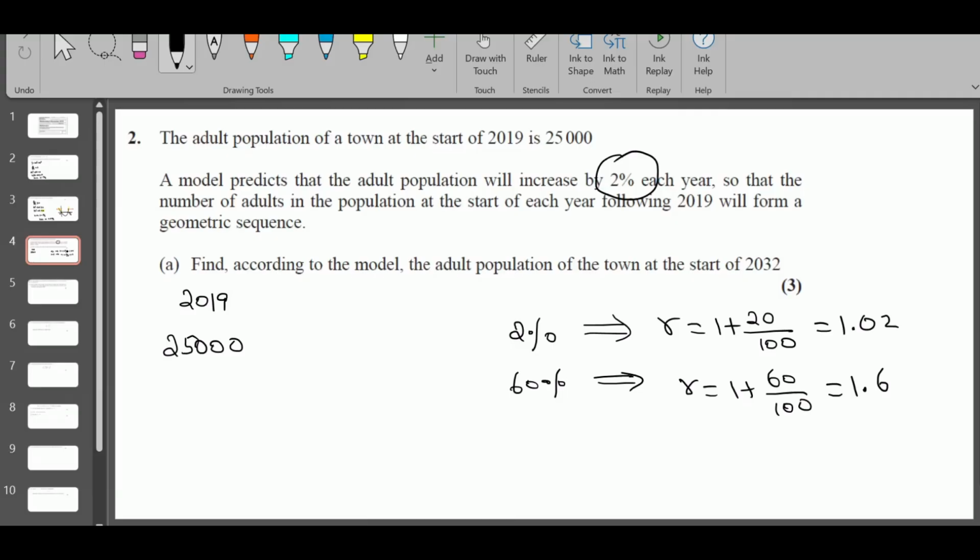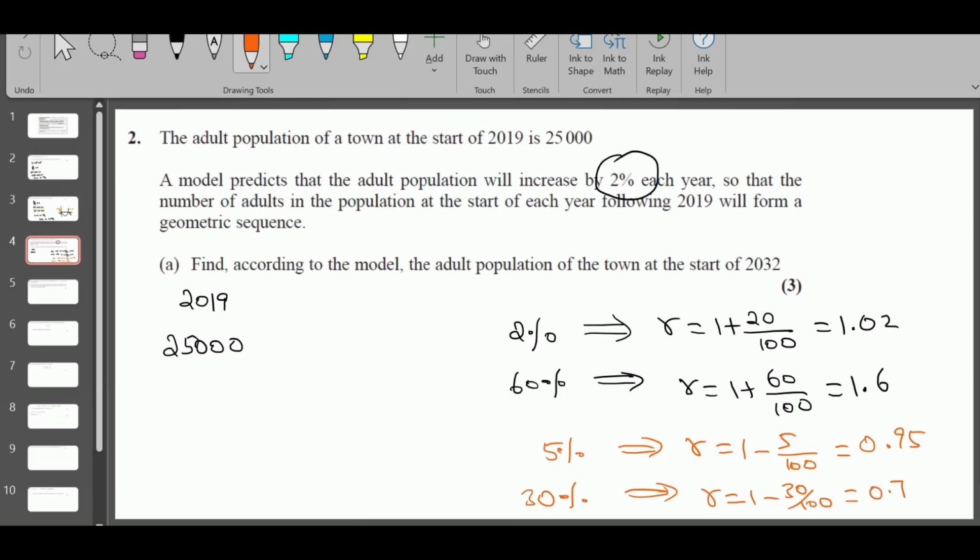Remember this. If the question says something is decreased by 5% every year, you have to write R is 1 minus 5%, which is 0.95. If it's decreased by 30% every year, 1 minus 30%, which is 0.7. That's the easiest way to find R. You don't need to show any working.